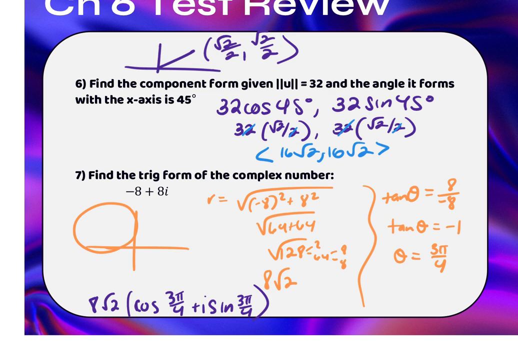45 degrees is the coordinate point root 2 over 2 and root 2 over 2. And then we multiply and simplify. You should get 16 root 2 and 16 root 2.